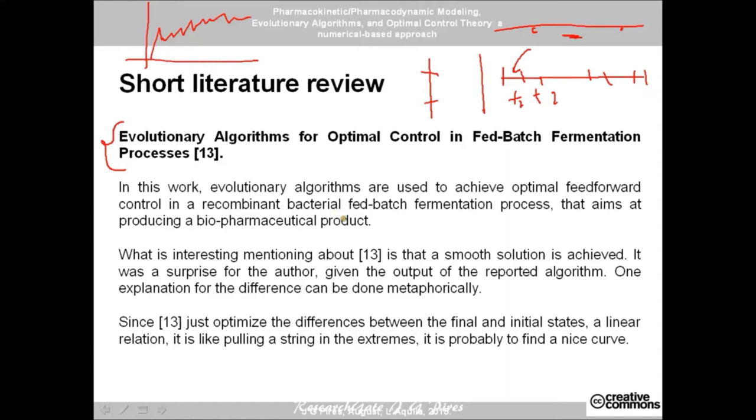Sorry, I'll just come back here to explain why I believe he got a smooth solution. I think the main reason is, first of all, his system was linear, so it wasn't too complicated. The second, I believe, is that he had transformed his system into an initial and final point. So he just had to optimize the final point. I don't remember the name, but I think it's called the Bolza formulation, in which you transform the integral into a final optimization problem.